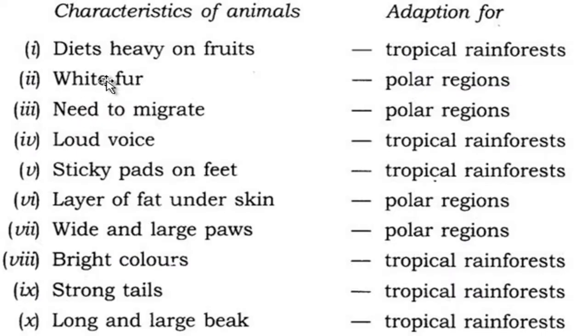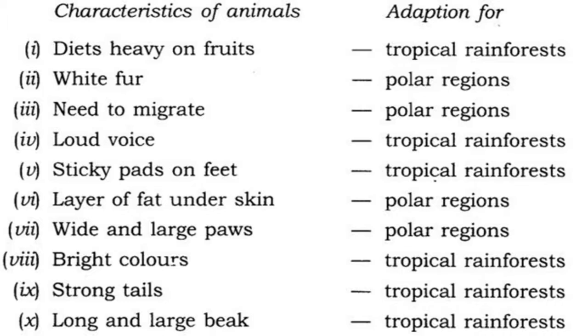So, characteristics of animals. Diets heavy on fruits. It is an adaptation for tropical rainforest. White fur. It is an adaptation for polar region. Need to migrate. That is an adaptation for polar region. Loud voice. That is an adaptation for tropical rainforest. Sticky pads on feet. That is an adaptation for tropical rainforest.